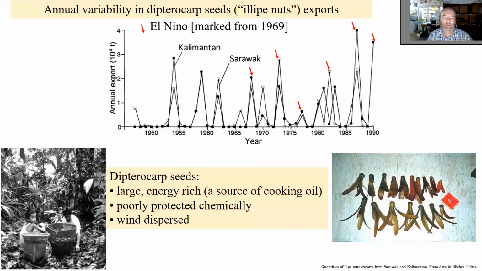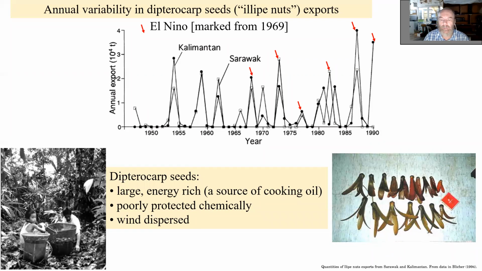Dipterocarps produce seeds which are large, rich in energy, and they are poorly chemically protected, and they are wind dispersed. Okay, these are typical features for mast fruiting trees, being wind dispersed, which is unusual for tropical seeds. They are not dependent on frugivores, because mast fruiting and flowering makes the seed escape the seed predators, but of course it would be of little help if it also escaped from dispersers. So that's not the problem here.